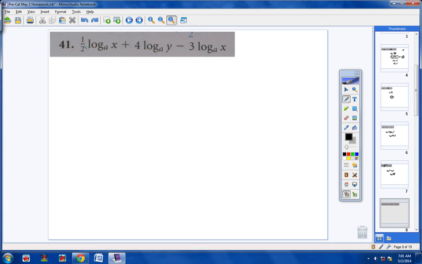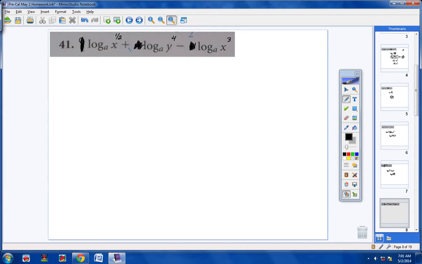Now let me go ahead and just do this in a little sloppy way to save time. So the 1/2 is gone, and I'm going to put it right here with the x. The 4 is now gone, and I'm going to put it right here with the y, and then this 3 is now gone, and I'm going to put it right here with the x. Okay, now notice they all have the same base. That's very important, you check that.